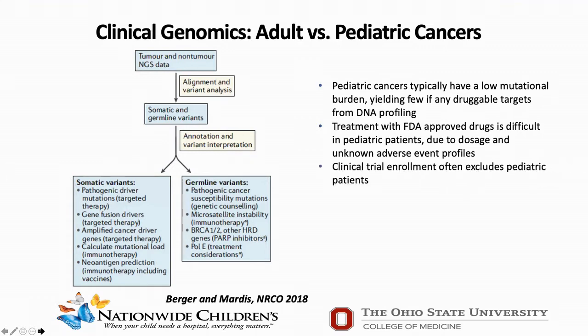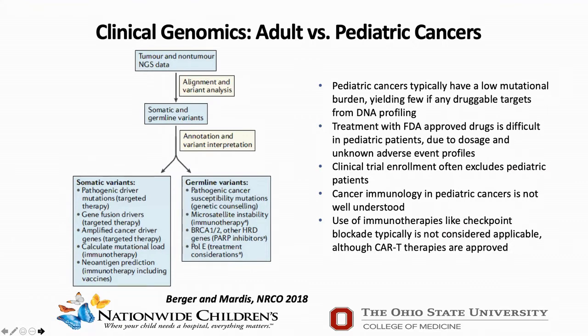Clinical trial enrollment often does exclude pediatric patients. This is changing a little bit in the United States with new legislation that's kicked in this year in 2020 that incentivizes pharma companies to open pediatric arms on many clinical trials where the targets are also present in the pediatric patient setting. And then cancer immunology, which I'll talk a little bit about today in a pediatric setting, is really not well understood. And in fact, we don't typically think about the use of immunotherapies like checkpoint blockades in the pediatric cancer treatment, although there are CAR T therapies that are now approved, which is one other type of immunotherapeutic.